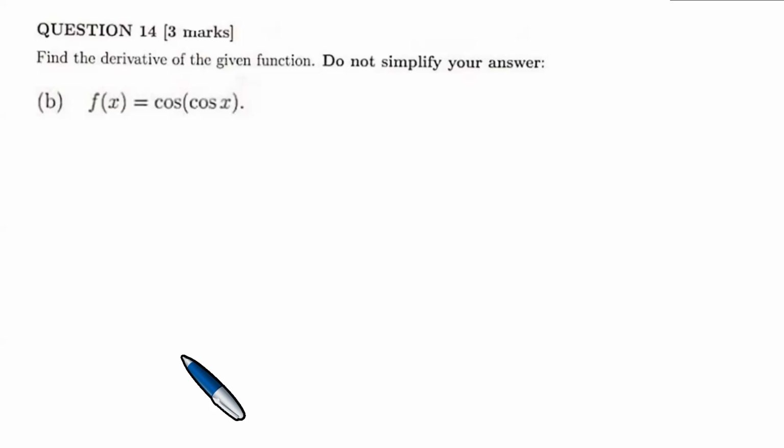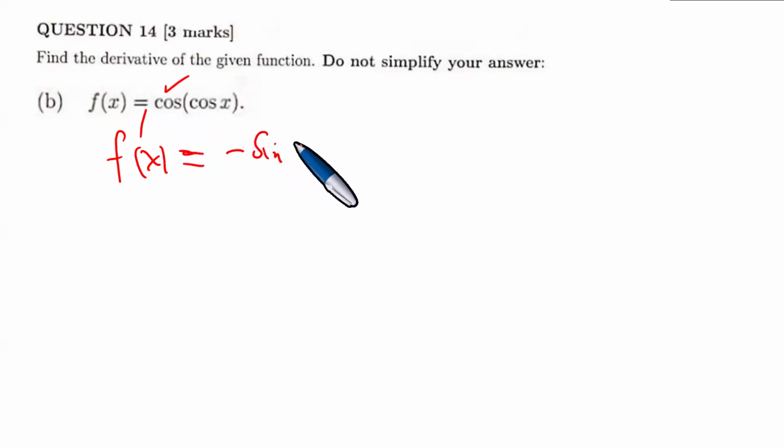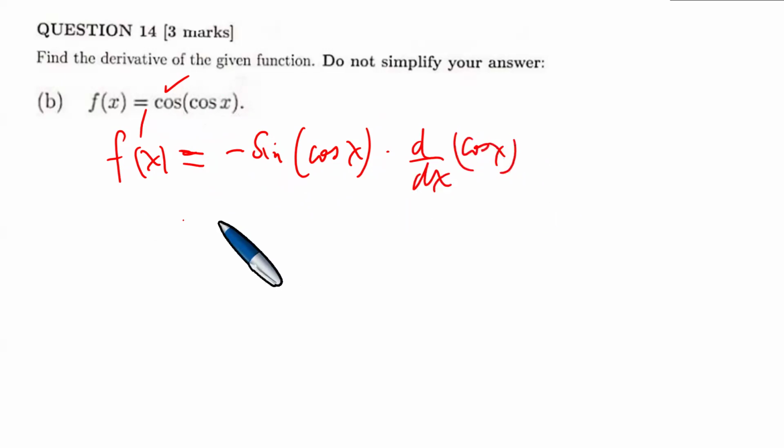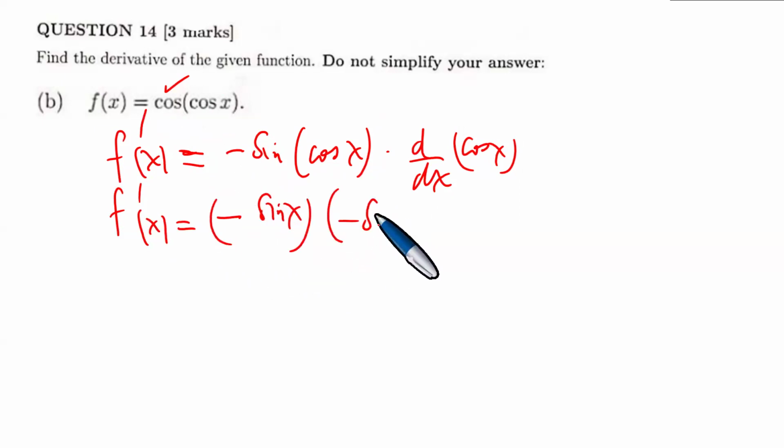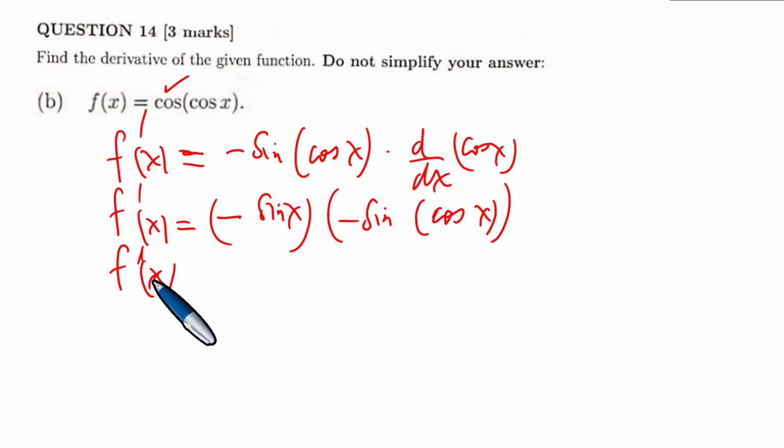I got negative sine x times cos x plus cos x times negative sine x. F prime would be, first, we find the derivative of the cosine, this one here, and its derivative is minus sine, and we'll leave the interior like that. We multiply by the derivative of cosine x, which is minus sine x, minus the sine of cosine x. F prime is sine x.